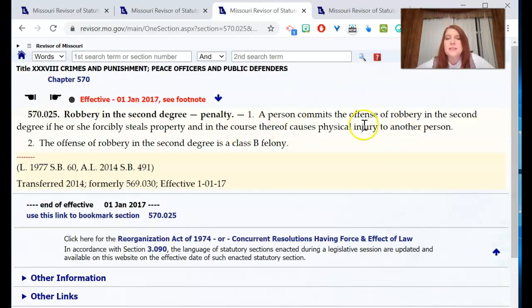And it says a person commits the offense of robbery in the second degree if they forcibly steal property and in the course thereof cause physical injury. So none of the other things have to be there. You could have caused physical injury with your hands. You could have knocked somebody to the ground and they hit their head. That would be robbery in the second degree, and that'd be a Class B felony. So there's your differences between first and second degree robbery.